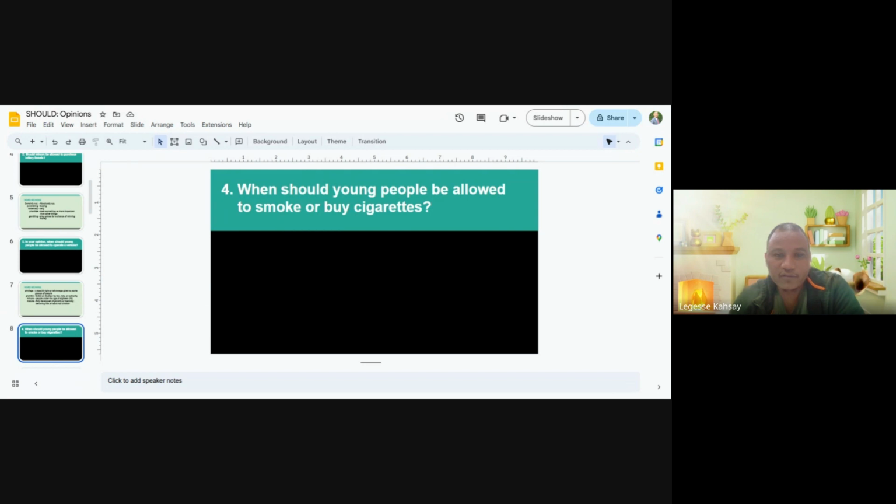Jethro, in my opinion, there is no appropriate age for young people to smoke or purchase cigarettes because different countries have different laws. As smoking poses significant health risks, especially for developing bodies and minds, permitting young individuals to engage in such harmful habits not only endangers their health, but also sets a detrimental precedent for their future well-being. Instead of debating when they should be allowed to smoke, efforts should focus on comprehensive education and prevention programs to dissuade young people from taking up this harmful habit. We should empower them with knowledge and resources to make informed decisions that prioritize their health and longevity.